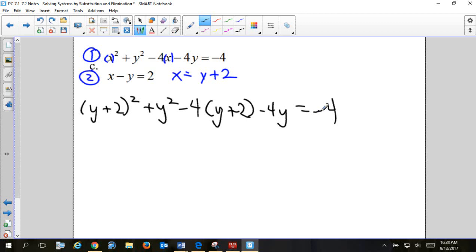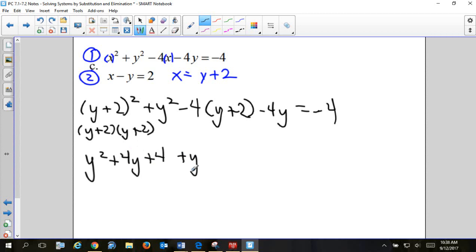You write them twice and you FOIL. Do not just square the first and last term. That is not how you square that. You write y plus 2 times y plus 2. You use your FOIL, you combine your like terms, and you get y squared plus 4y plus 4. Try it. Then we'll bring down our plus y squared.